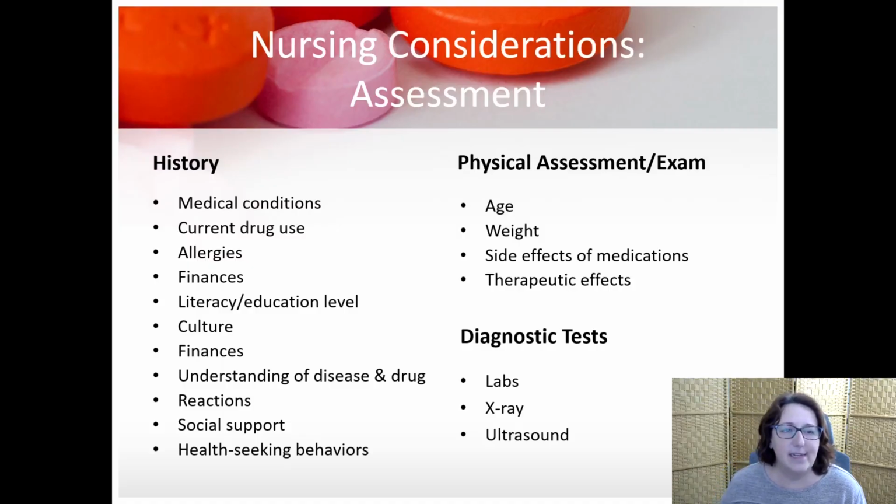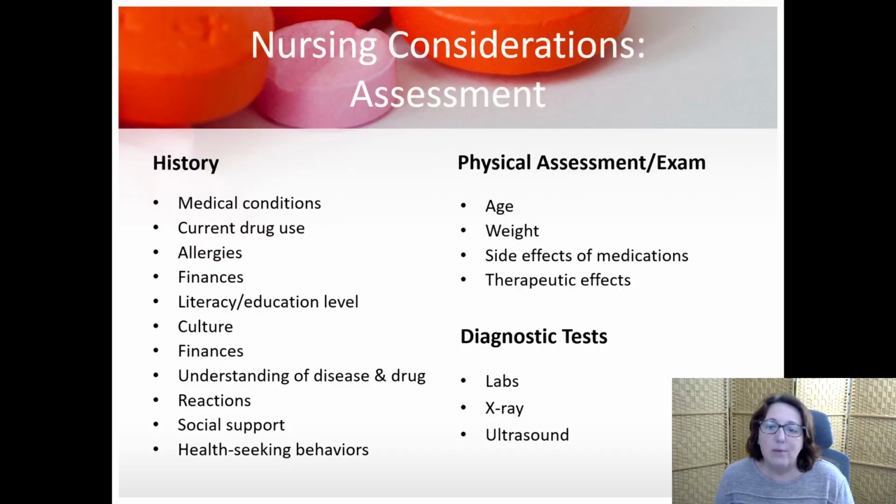Oh, I put finances in here twice. I must think it's really important. So again, can they afford their medications? Can they afford the follow-up care that might be needed? Understanding of the disease and the drug regimen. Do they understand their disease? Do they understand the symptoms and effects? Do they understand how and when to take their medication? Do they understand if there's any off-limit foods or other medications they shouldn't take at the same time? Do they understand what could happen if they don't take their medication?